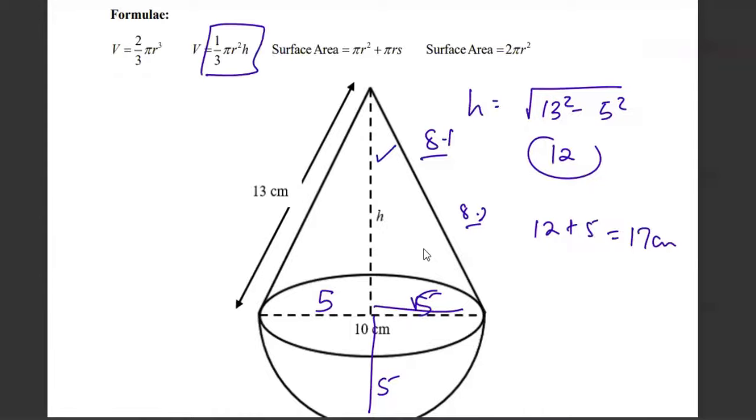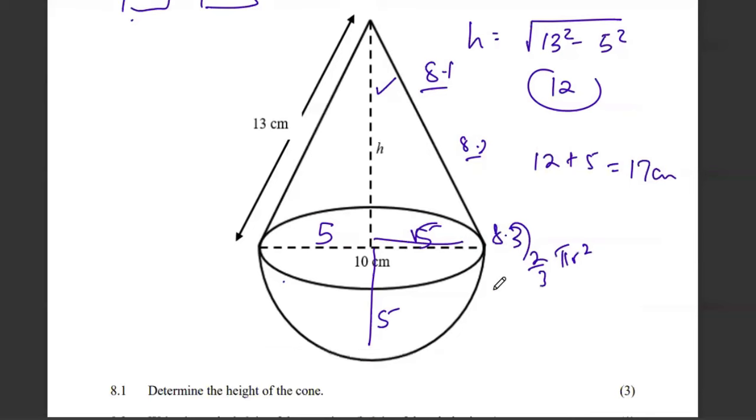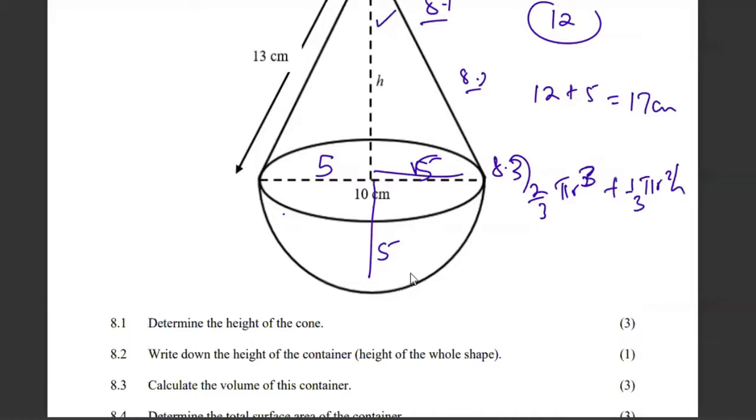Okay, and then the volume of the bottom part. And then we add them together. So we're going to say 8.3, that's 2 over 3 pi radius cubed, plus 1 over 3 pi radius squared height. Okay, we do the substitution. So it's 2 over 3 pi, the radius we said is 5, plus 1 over 3 pi, 5 squared, multiplied by the height, which is 12.